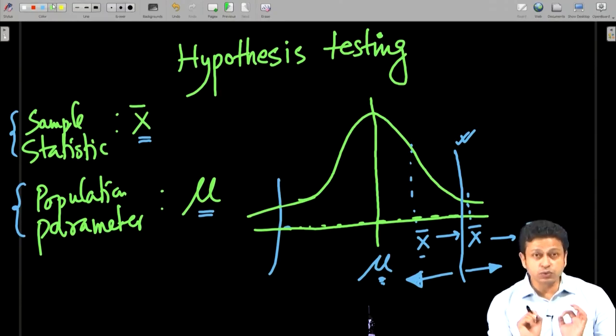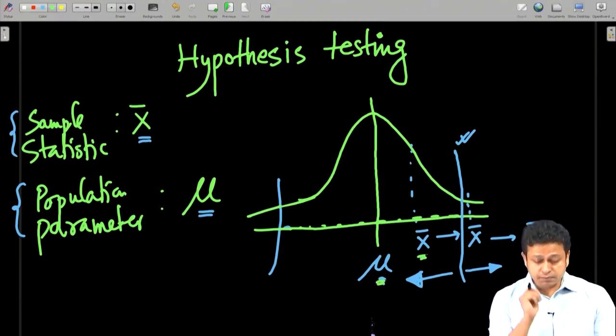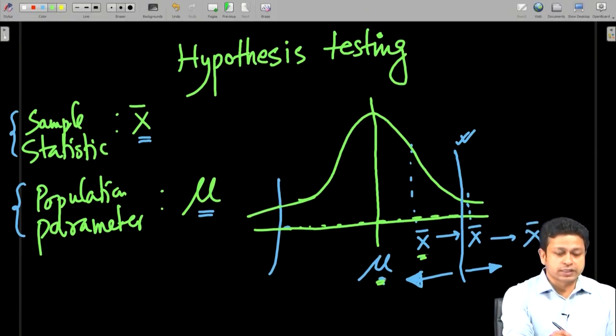So, depending on these two factors, the distance and the frequency of occurrence of x bar close to mu or away from mu, we will decide whether we are going to say that x bar is representing the true population parameter mu or it is not representing the true population parameter mu. Okay. So, we use certain terms to explain this.